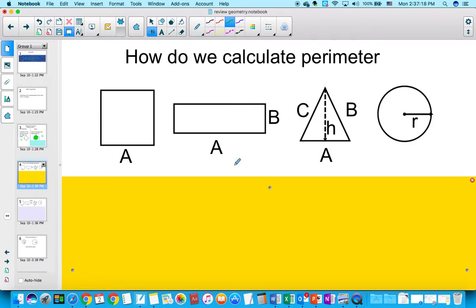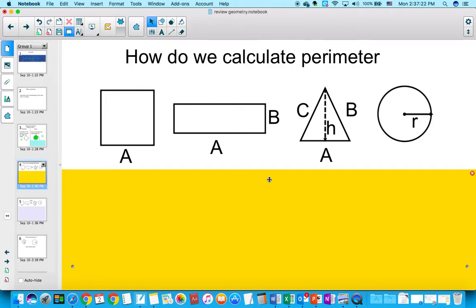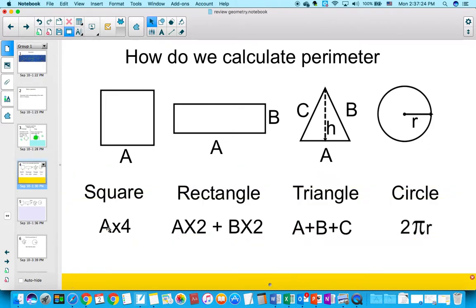So how do we calculate perimeter? Again, we've gone over this. With squares and rectangles, it's, well, the A, so the length of A times 4, because all the sides are the same. So if A was, for example, again, 4, well, then that'd be A times 4, right? Because there's 4 sides. So that'd be 4, and that'd be 4, and that'd be 4.